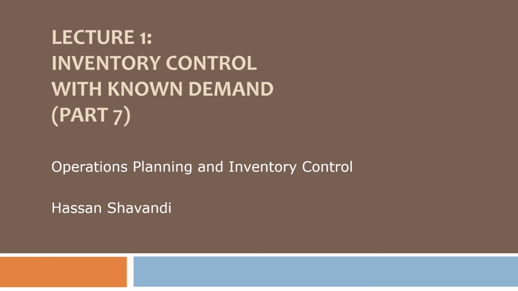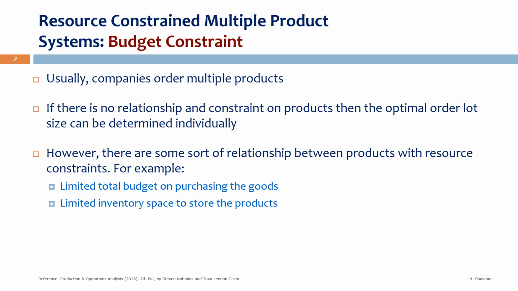Lecture 1, Inventory Control with Known Demand, Chapter 4 of the textbook, and this is the last part of this lecture. Another extension that we can have for the basic EOQ model is assuming multiple products. When we have multiple products and all products are completely independent, I mean, there is no relationship between the products, then yeah, we can consider each product individually and go with the EOQ model, and that's it.